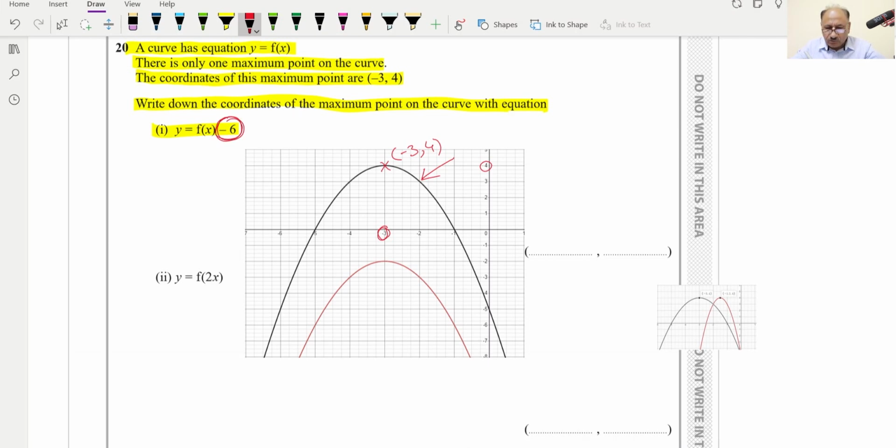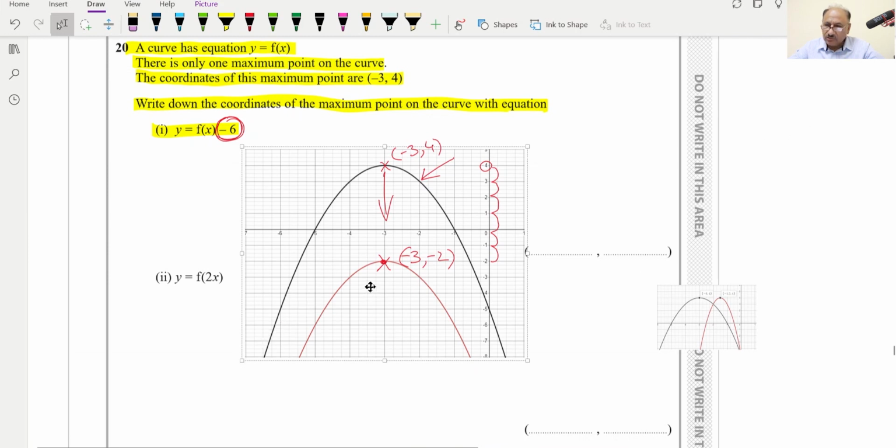Because of the minus 6, how will we be moving 6 units down? This will go down 6 units. So 1, 2, 3, 4, 5 and 6 units, and the new location will be -3 and -2. So this point has coordinates -3 and -2. This will be the new coordinates which we can write over here.